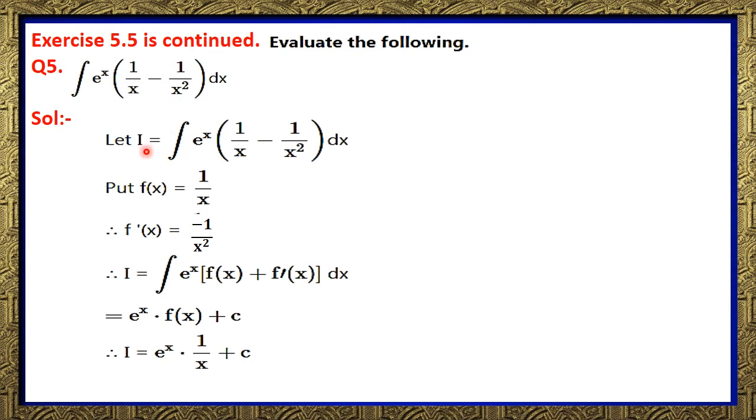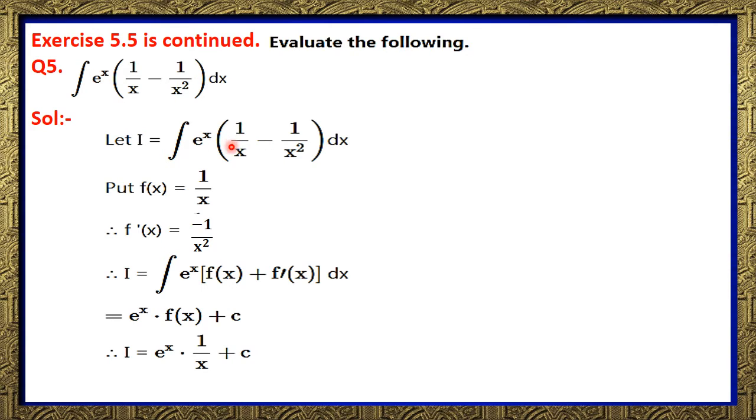So, the given integral we will take as I is equal to integral e raised to x into 1 upon x minus 1 upon x square dx. Now, we will take f of x as 1 upon x, and then we know f dash x is equal to minus 1 upon x square. So, we know the type of integral.